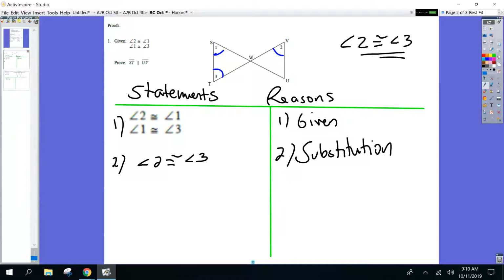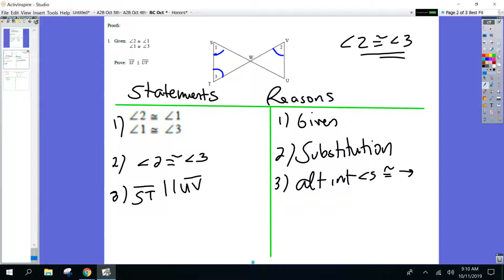Again, if you find yourself writing down parallel lines imply, stop. What were you not given? So why are we writing it down? It implies nothing because you don't have them. Don't write it down. Substitution, now that 2 and 3 are congruent, now what do I have? ST is now parallel to UV. We wrote this down a couple times on the previous examples. Alternate interior angles, congruent, got to have the congruent there, implies parallel lines.